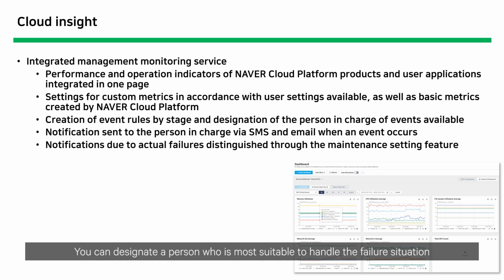You can designate a person who is most suitable to handle the failure situation to take charge for each event rule, and SMS or email notifications are sent to that person. In addition, troubleshooting is available in connection with webhooks and cloud functions, specifying action to be carried out in case of the event occurring.